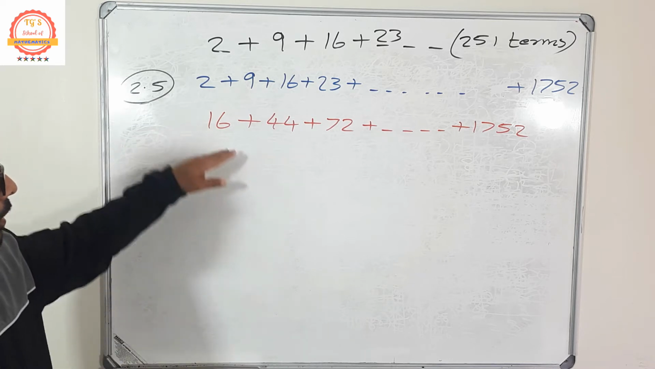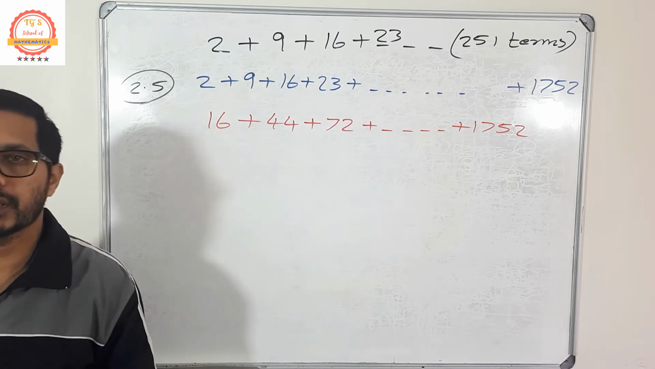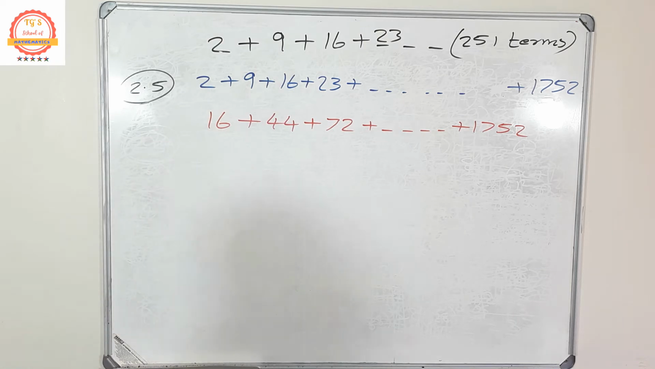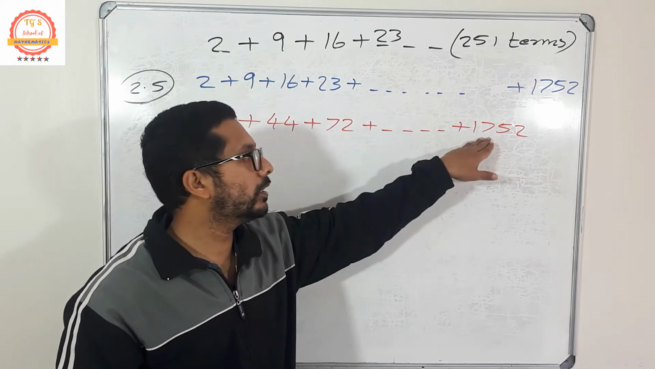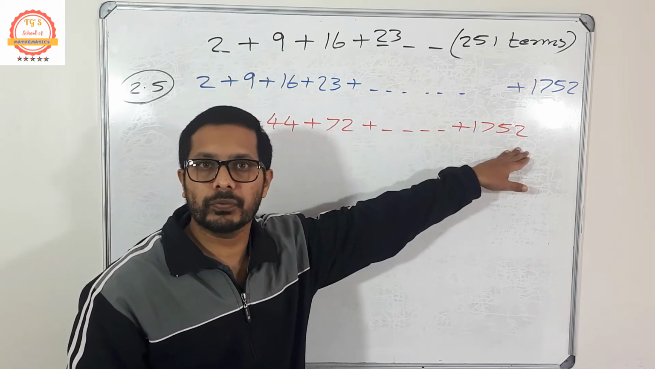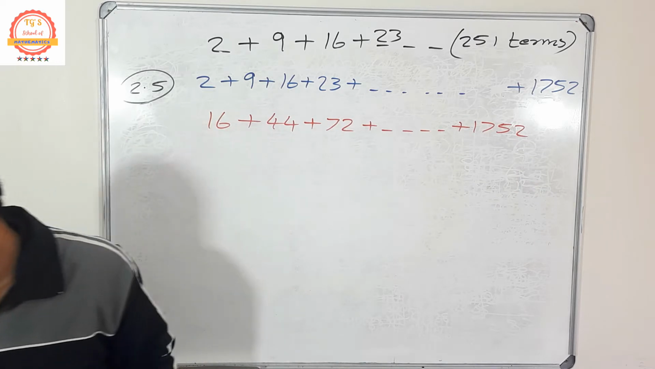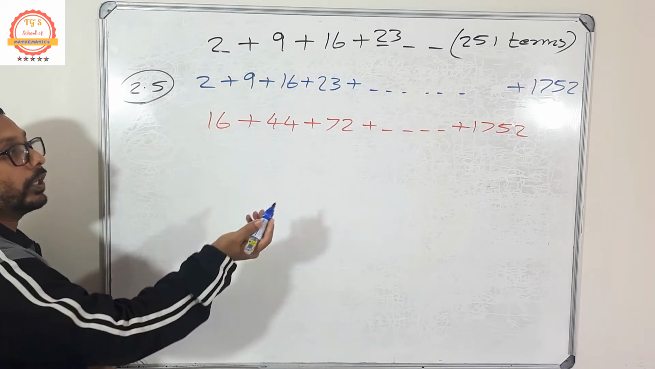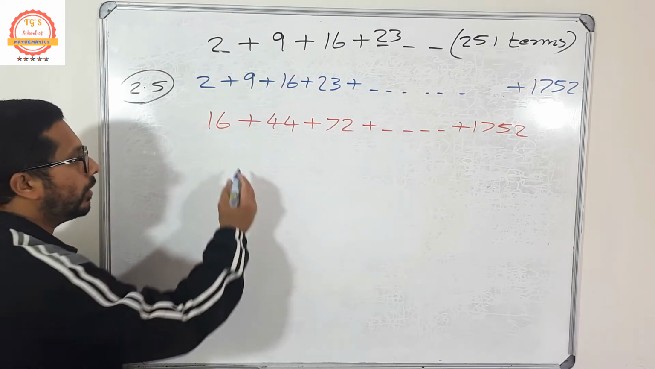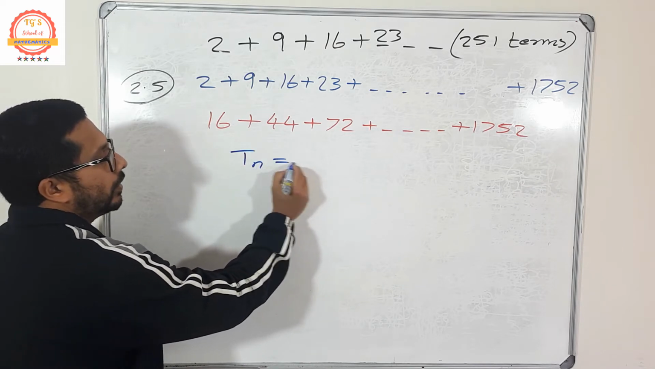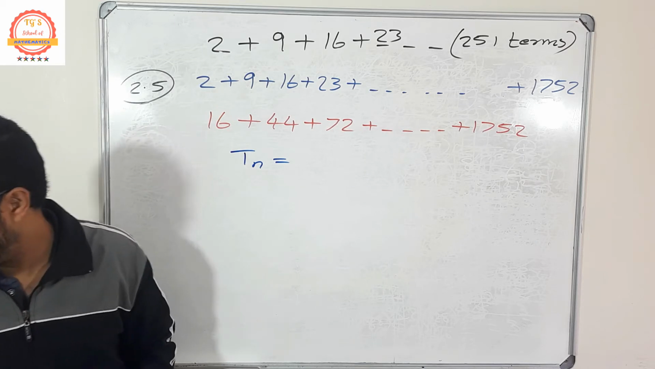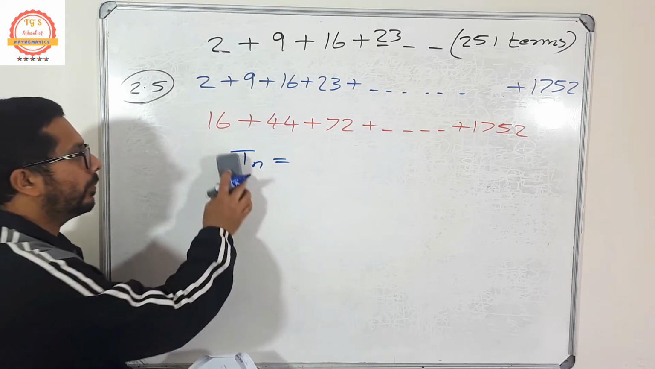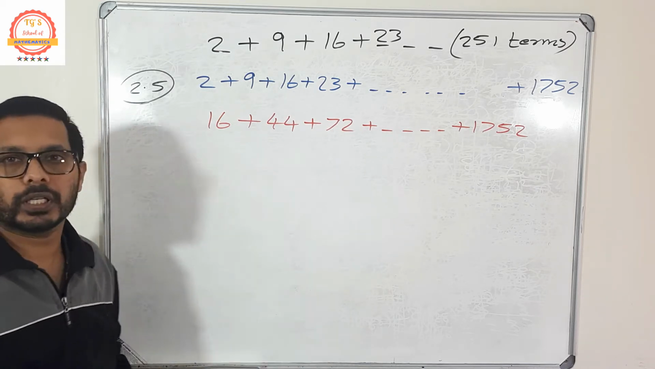So 16 plus 44 plus 72 plus so on. What is the last term in this series? We know that the last term is this 1752 itself. Am I right? So we have to find how many terms there are, that is the question. Let's say Tn is equal to... but before I write Tn, what about this series? Is it arithmetic, geometric, or quadratic?